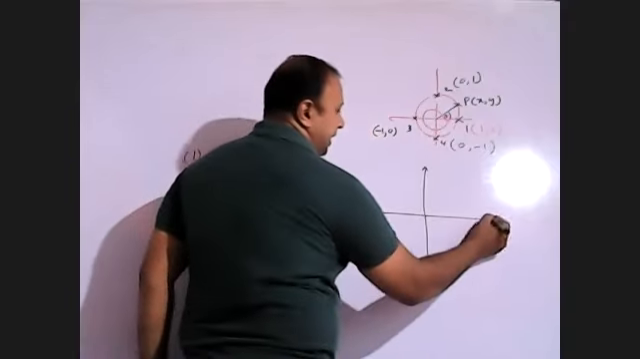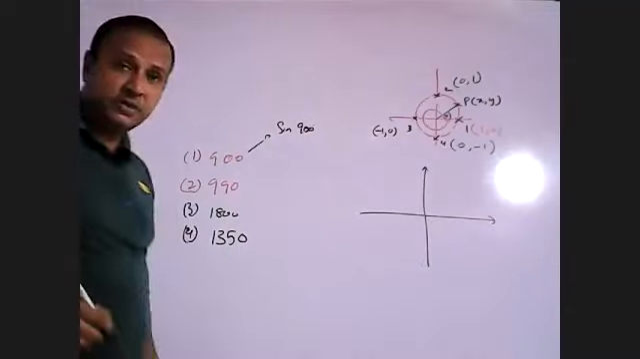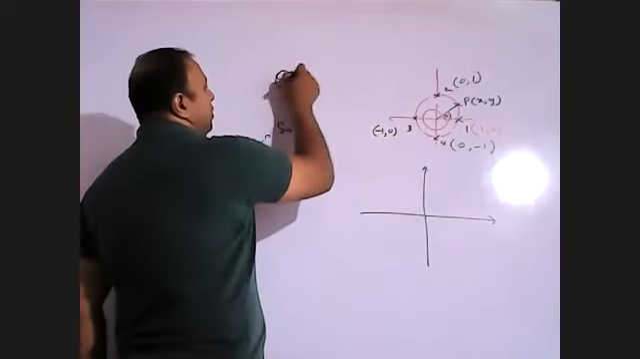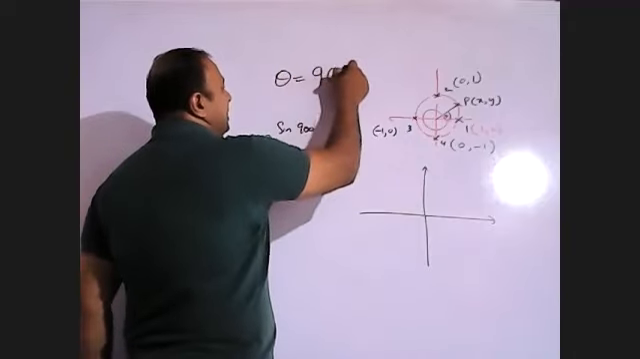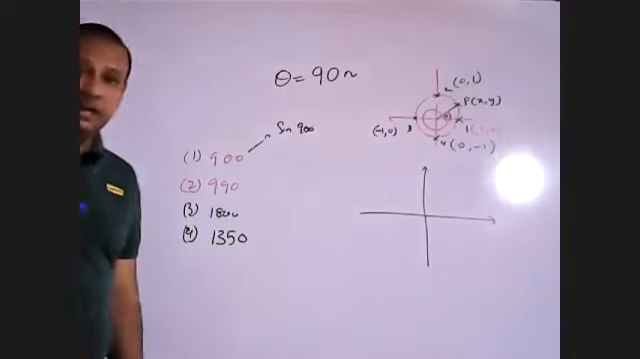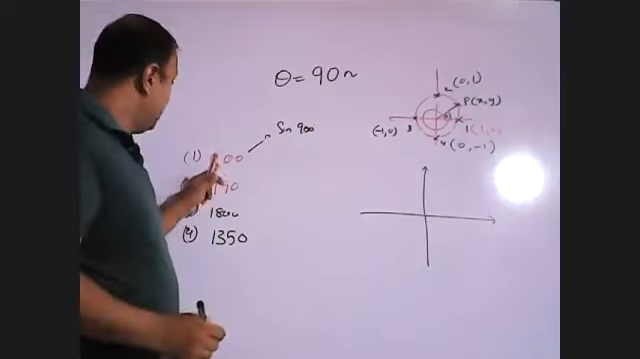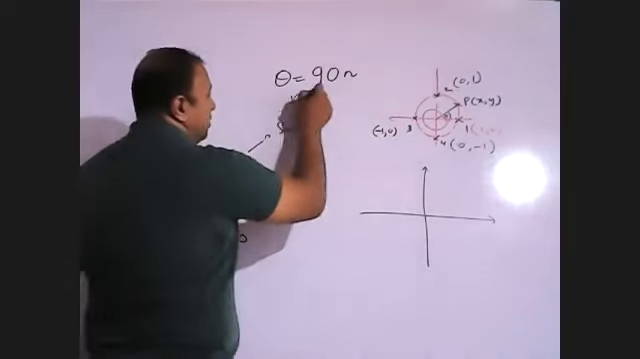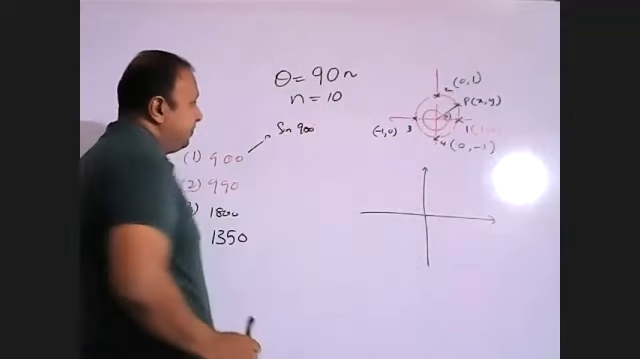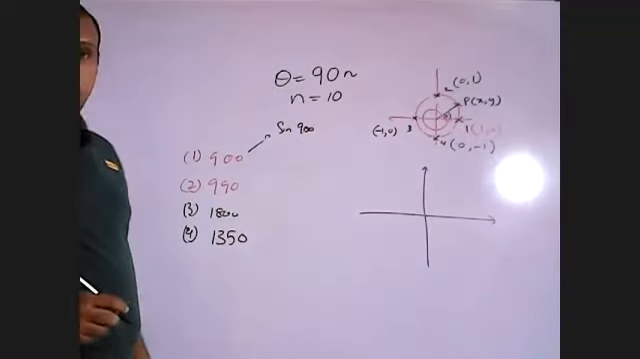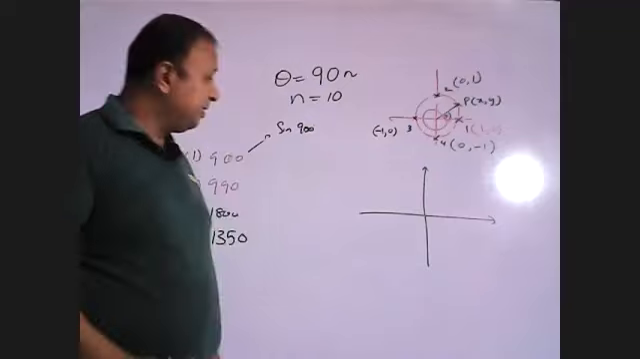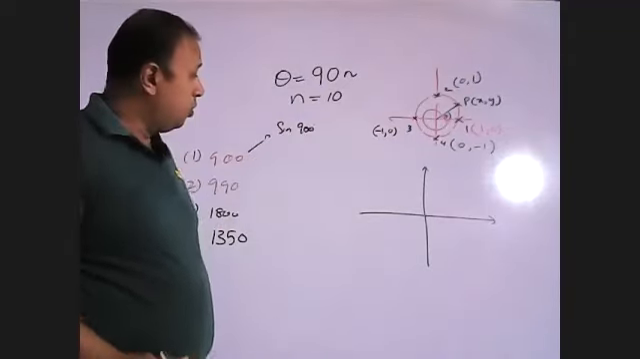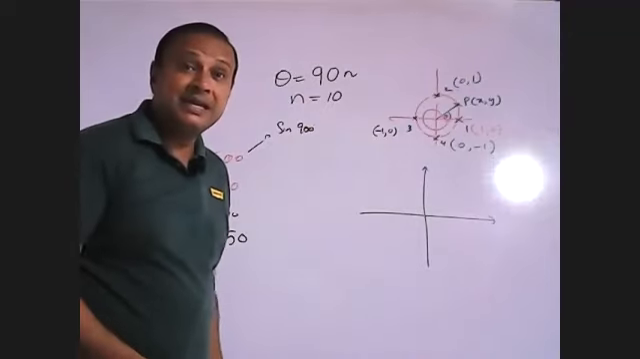As I mentioned earlier, theta is equal to 90 times n. So if it is 900, n is equal to 10. Now you have to determine, if n is equal to 10, what would be your coordinates?